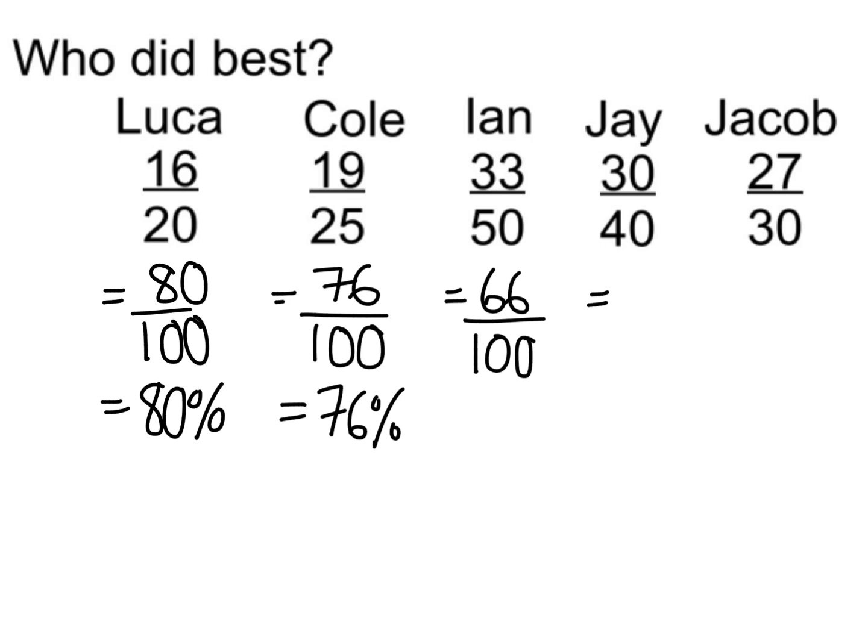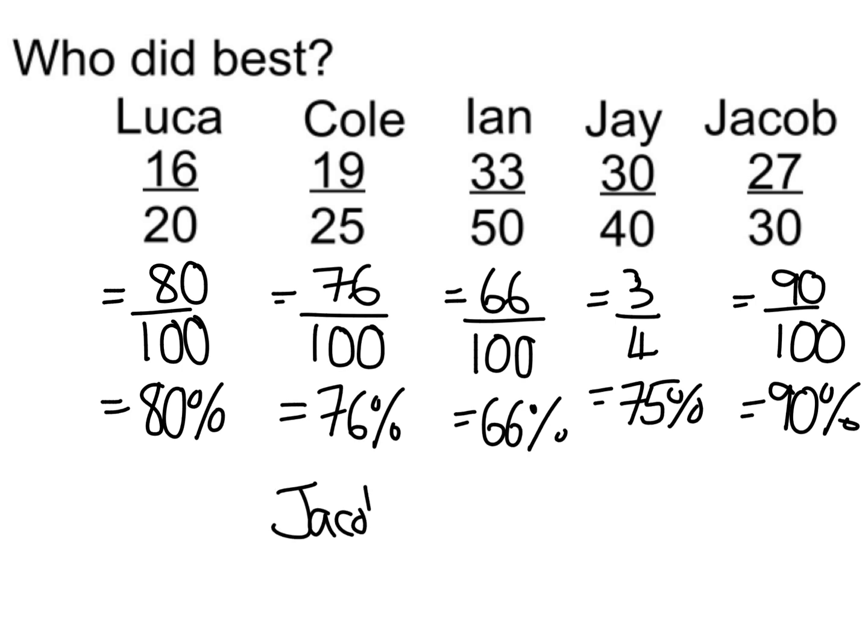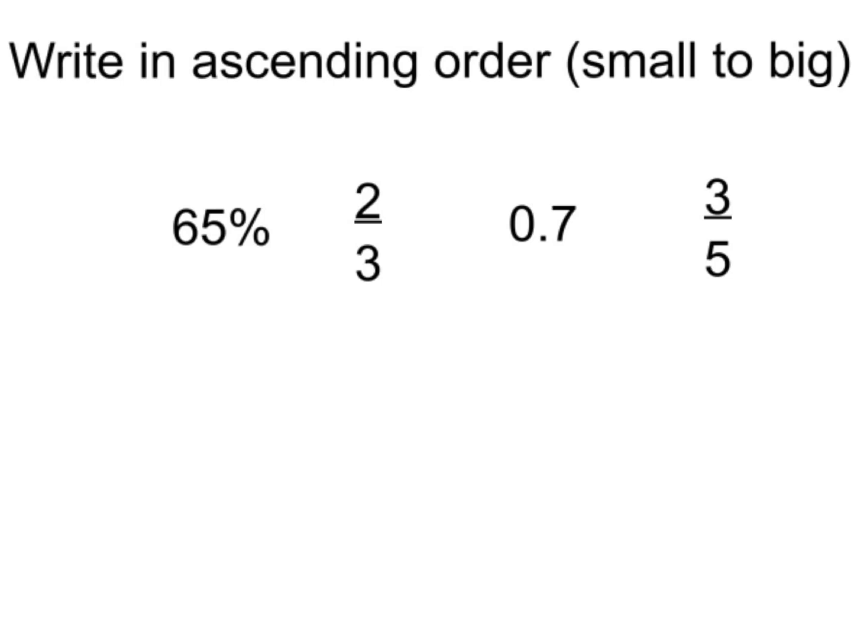Jay was just the same as 3/4. 3/4 we know is 75%. And then Jacob has got a trickier one to do, but I can divide both of his by 3, which gives me 9 out of 10, which if I add a 0, we know is 90%. So who did best? Well, the person, I forgot to put an Ian score, was 66. So Jacob did best because he got 90.